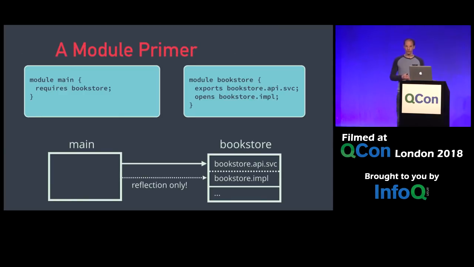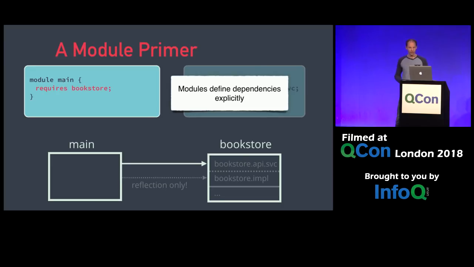So before we move on, a short primer on modules. You can think of modules as jar files containing extra metadata in the form of a module descriptor. A module descriptor looks as follows. We see two here. There's one for a module main and there's one for a module bookstore. And as you can see, this module main has a requires statement. It says, okay, this module main requires the bookstore module, meaning that it actually needs the bookstore implementation to do its work. So it's probably accessing some code inside of this bookstore module. So you need to be explicit about this.